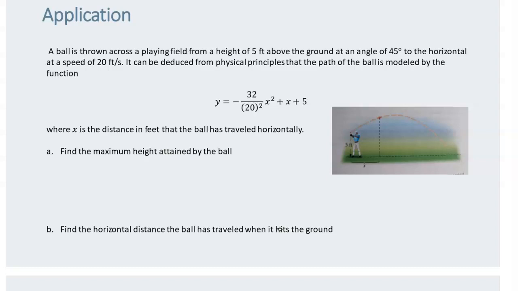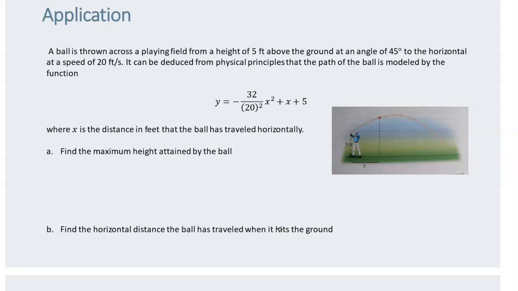So using some physics, they put this formula together for us. You can see that the speed is represented in the denominator of that first fraction. The 5, which is the height above the ground, is at the end. And then the 32 represents the gravitational pull.